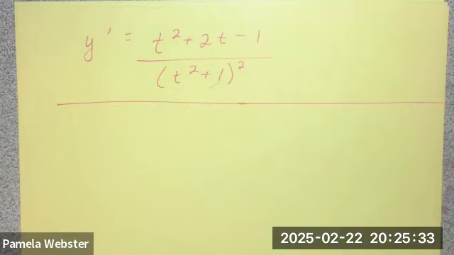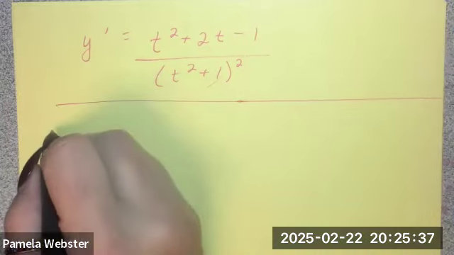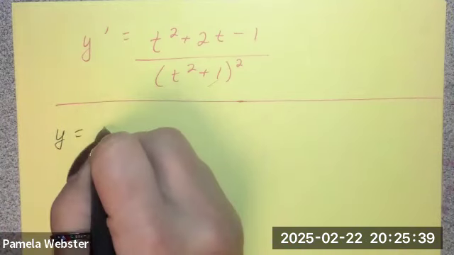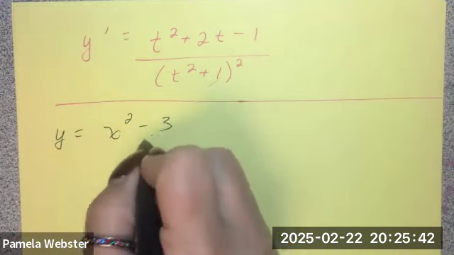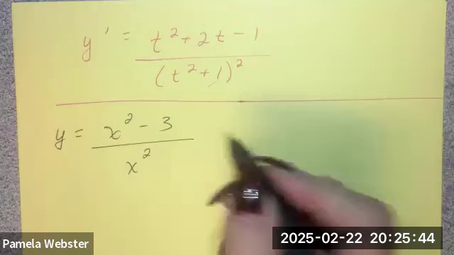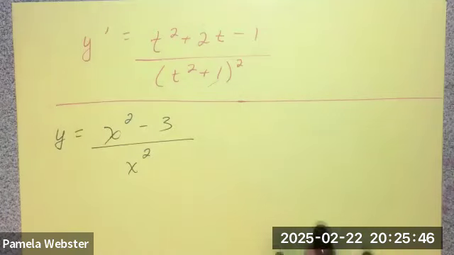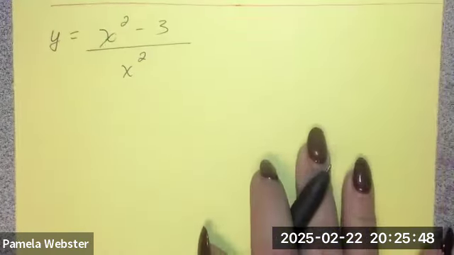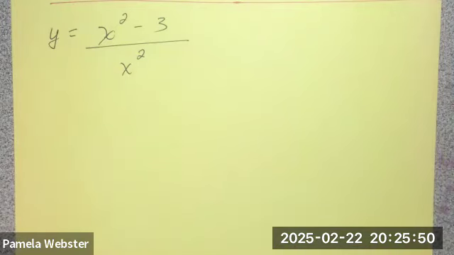Let's do one more like this, and then we're going to see a different way of looking at it. So y equals x squared minus 3 over x squared. We're going to use the quotient rule one more time, and then I'm going to do this actually probably a couple of different ways just so we can see what's going on.